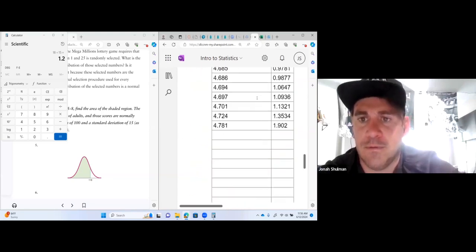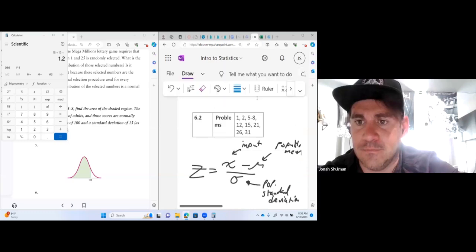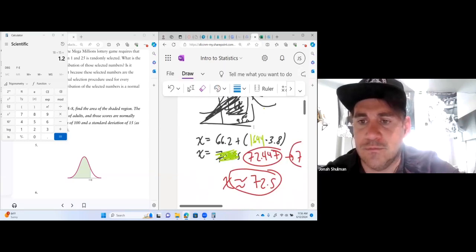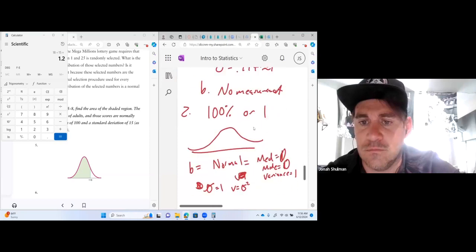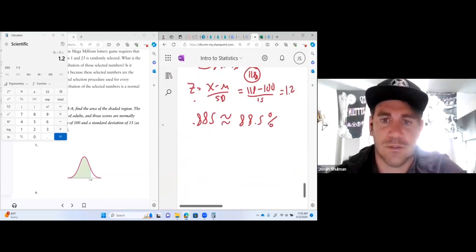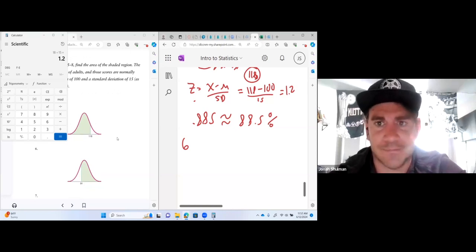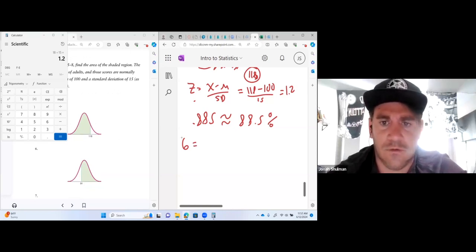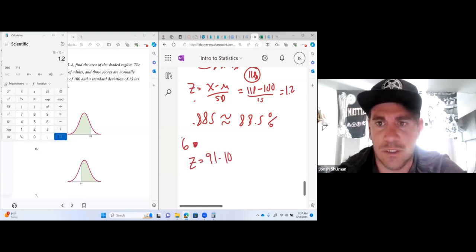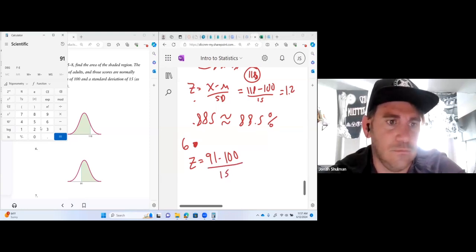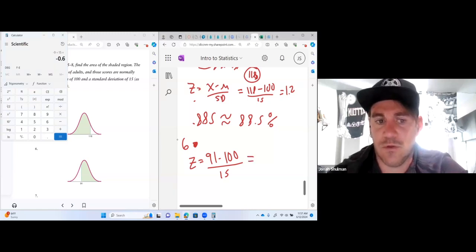There's 5, 6, 7, and 8. Here's 6. Now we want to have the other side. So this is going to be 6. So our z-score is going to be 91 minus 100 over 15. Negative 0.6. And notice we want the other way.